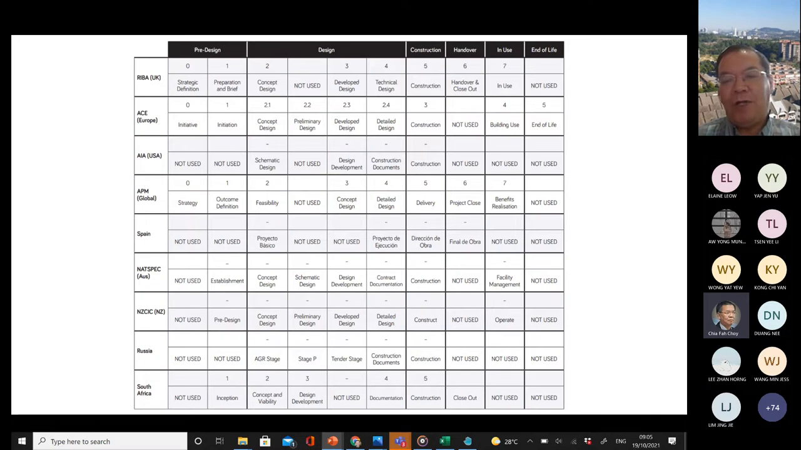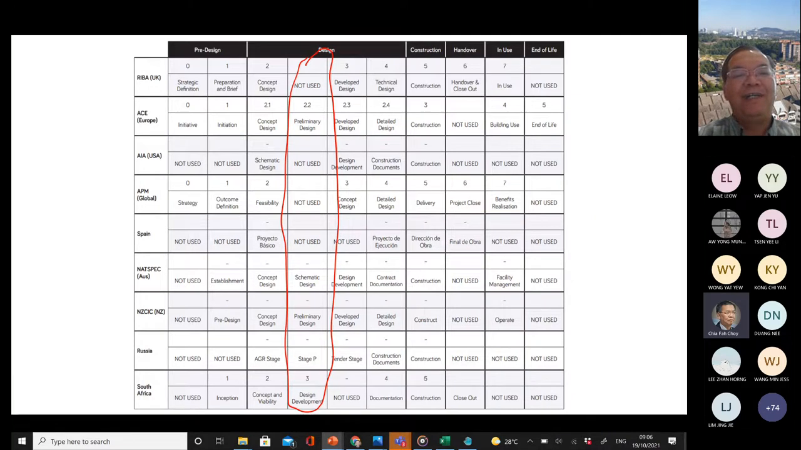Now, for the RIBA plan of work process, you can see here, RIBA is the UK, so the UK is definitely referring to the RIBA plan of work. Here you can see the main categories of the development process. It starts with pre-design, design, construction, handover, in use, end of life. Then when we look at this column, RIBA is not using it. Other European countries use a process called preliminary design. So if you are following RIBA, there is no preliminary design.